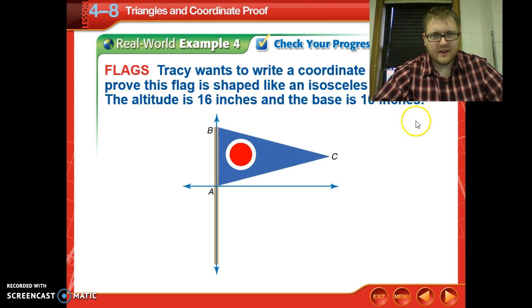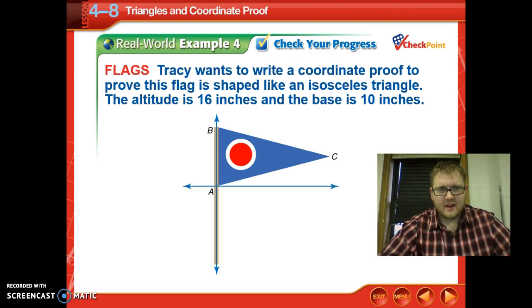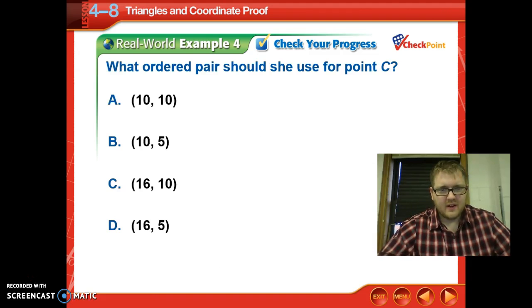So go ahead and check out your progress here. Tracy wants to write a coordinate proof to prove that this flag is shaped like an isosceles triangle. The altitude, or the height of this triangle, is 16 inches. So this distance from the vertex to the base is 16. And the base, this segment AB, is 10 inches. So thinking about that, what we want to find is what coordinate this point C would be. That's going to be the multiple choice on the next page. So what should we use for C?